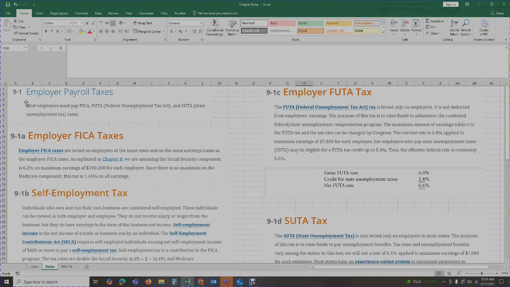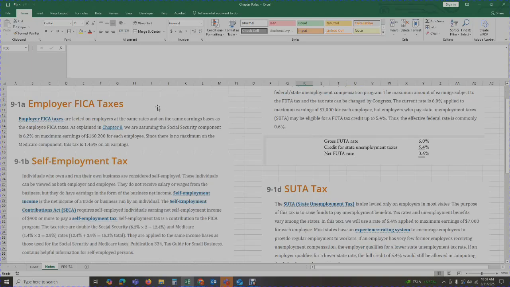Okay, so the chapter starts off by stating that most employers pay FICA, FUTA, and SUTA taxes. Okay, FUTA and SUTA taxes are paid only by the employer. FICA taxes are paid by both the employee and the employer. Okay, so it goes on to explaining what the employer FICA taxes are. Employer FICA taxes are levied on employers at the same rates and on the same earnings basis as the employee. Whatever the employee pays for FICA taxes, the employer matches it, okay? So the same taxes apply for the employee and for the employer.